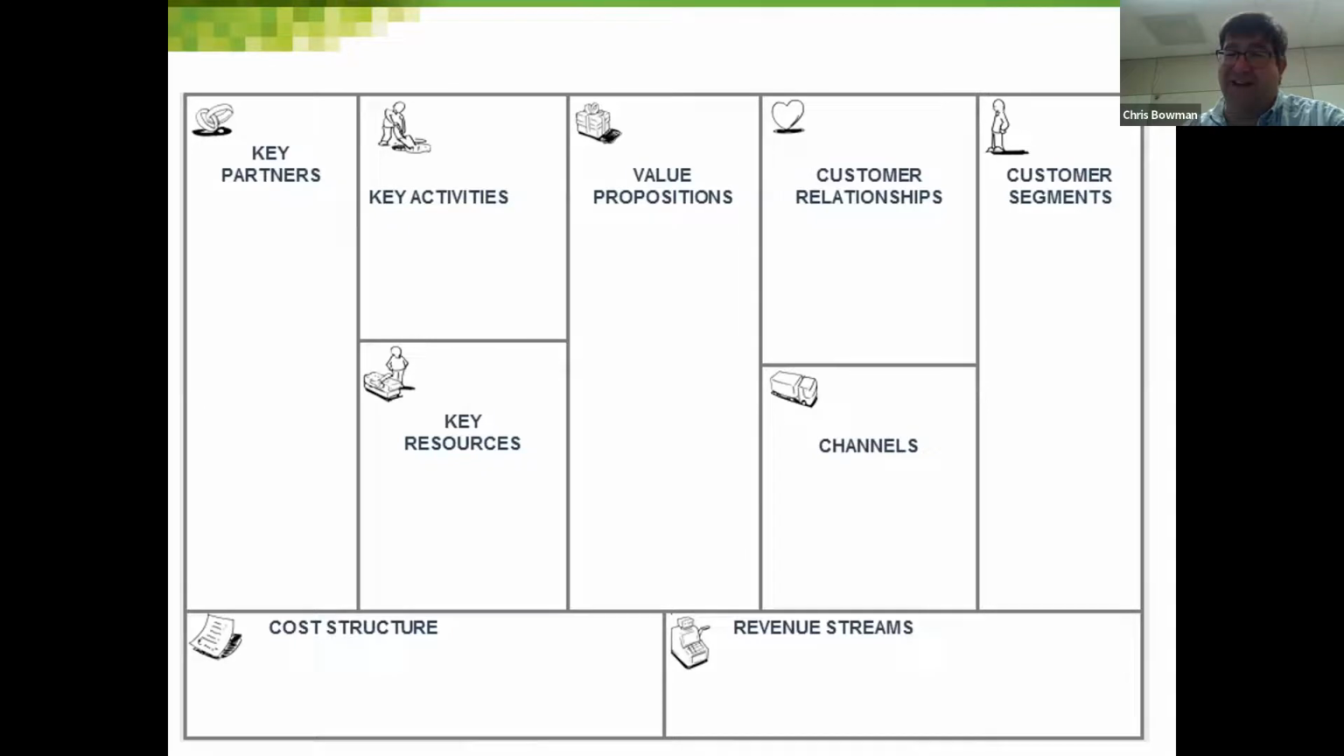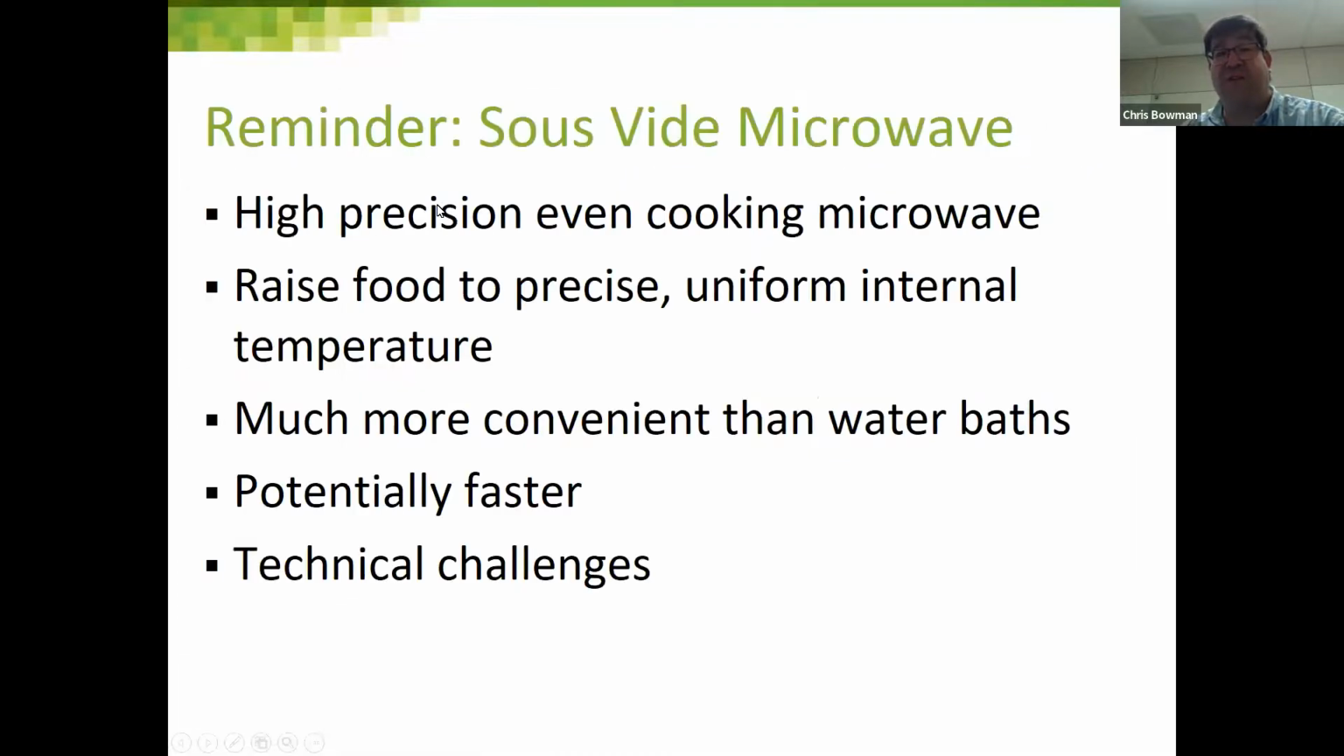There are, like I said, these things are available online everywhere. They're easy to find, and if you have, go through, work it through and see how it goes. So I'll go back to my earlier example of this sous vide microwave, which is the high precision even cooking microwave.